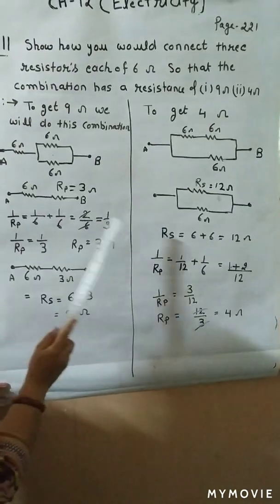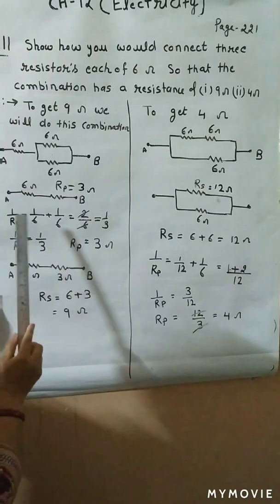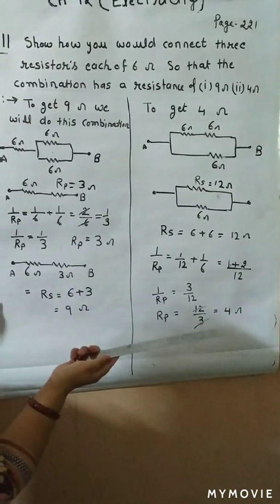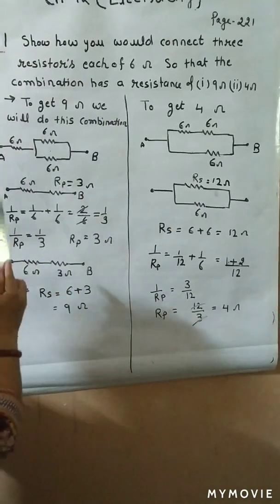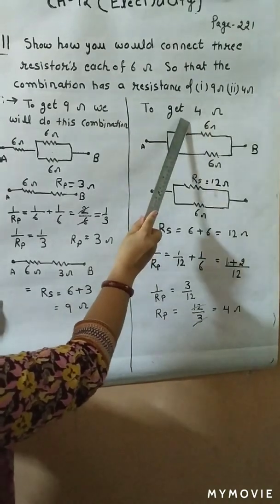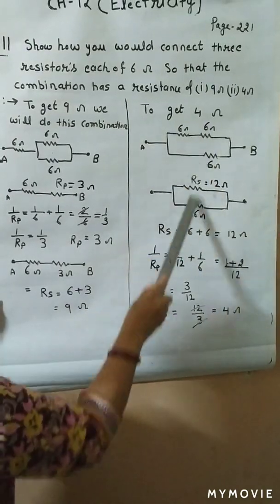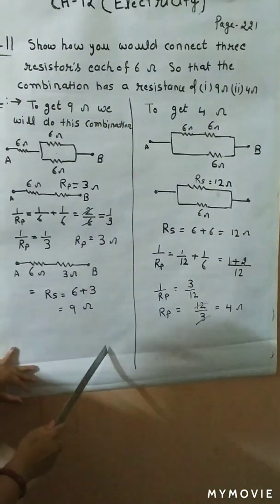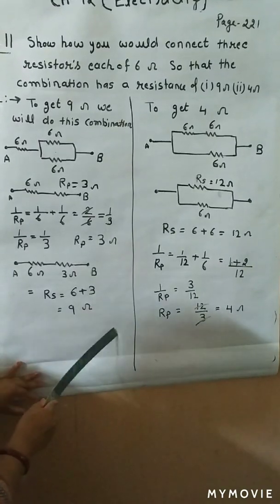In these questions you have to check the combination by yourself. Where you have to increase the value, first do parallel and then do series, and where you have to decrease the value, first do series and then do parallel. In this way you are able to solve this type of question.